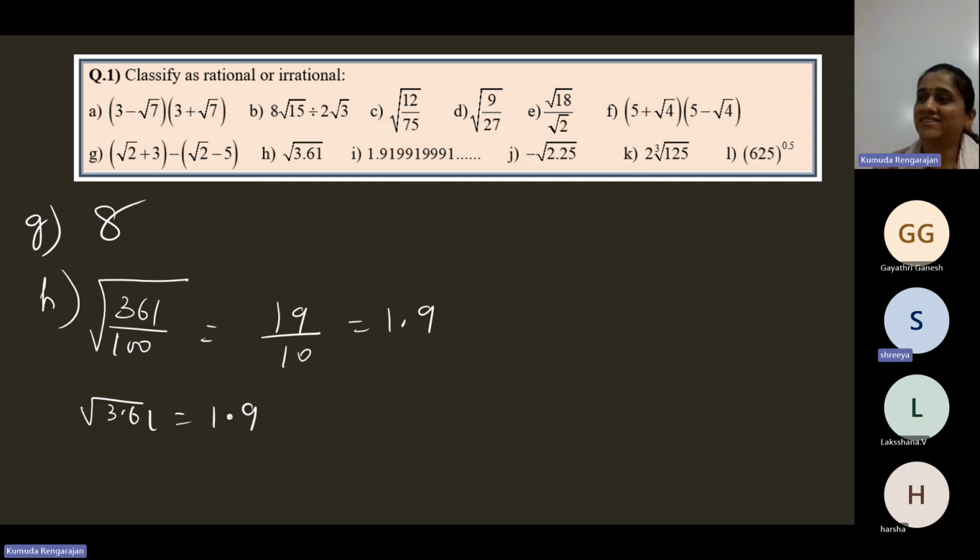What size is this? Ma'am, in G, how did 8 come? How did 8 come? In G.